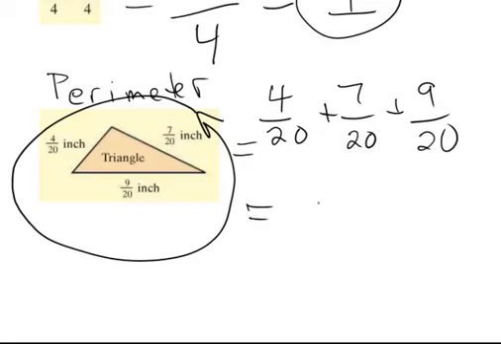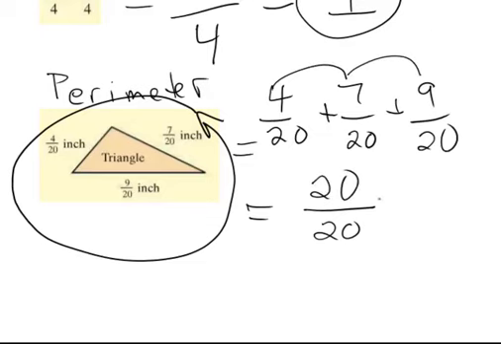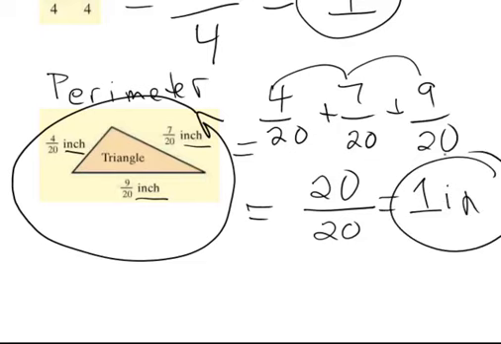Okay, well, I'll give you a hint. My bottom number is going to stay 20. If I add 4 to 7, that's 11. 11 plus 9 is 20. 20 divided by 20 is 1. Since my units here are inches, my answer is 1 inch.